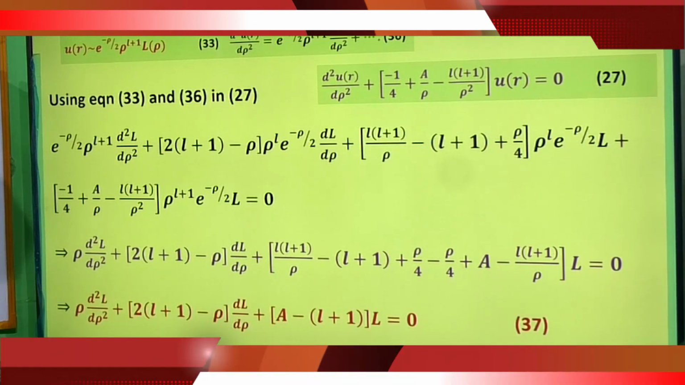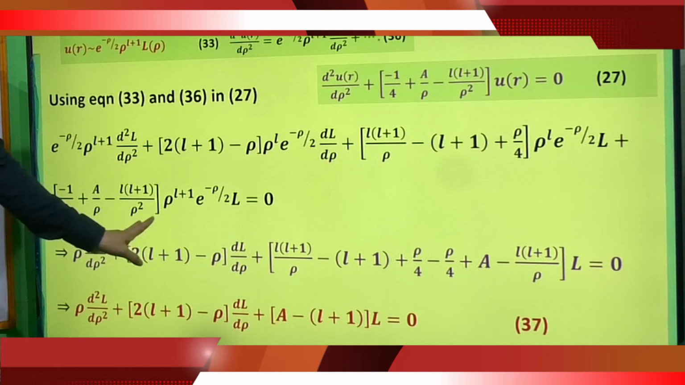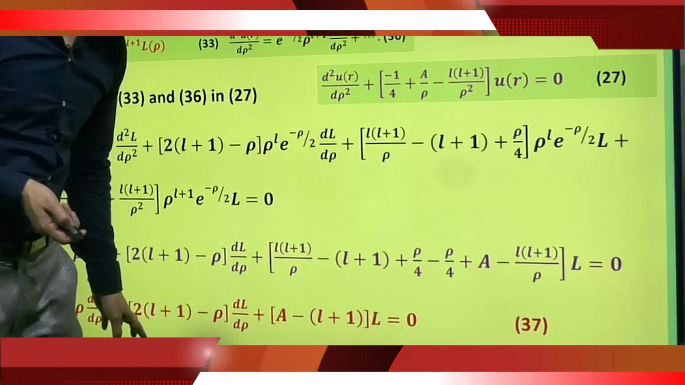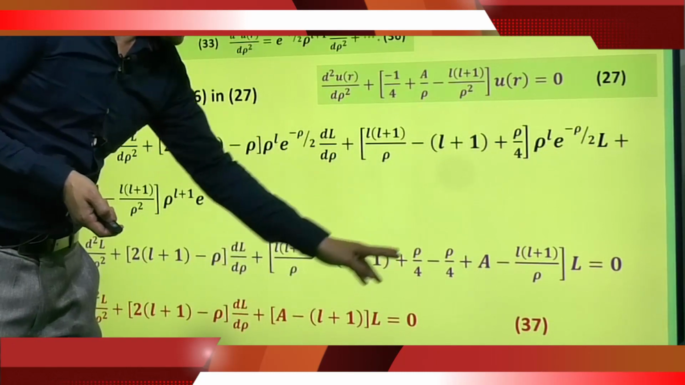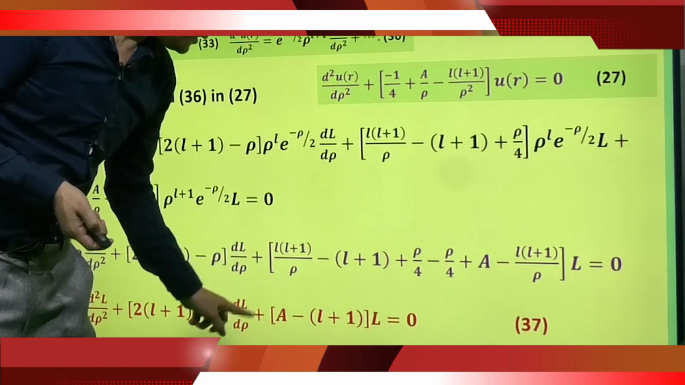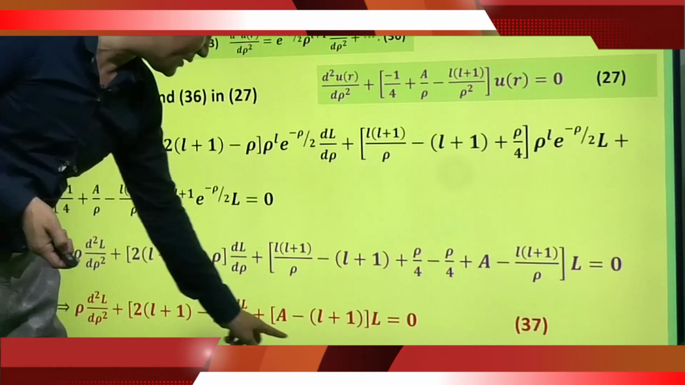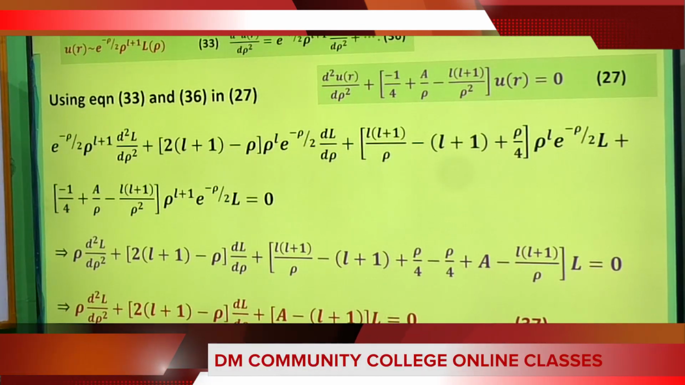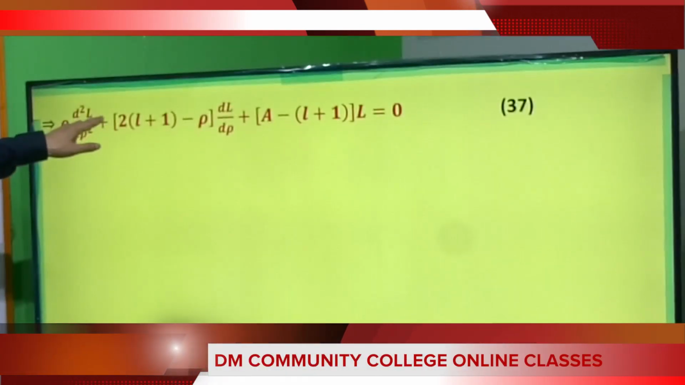So you just see this first term. Second term, no change; first term, no change; second term as it is. Third term also, after cancelling this one and this one, finally for the third term I get this expression after simplification. And that I call equation number 37. So this is equation 37.